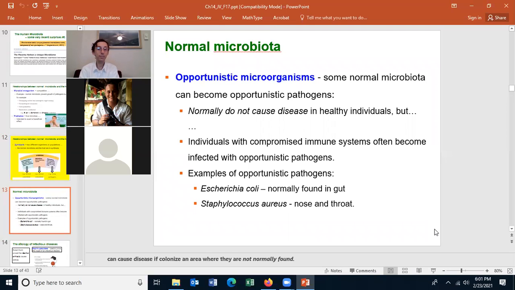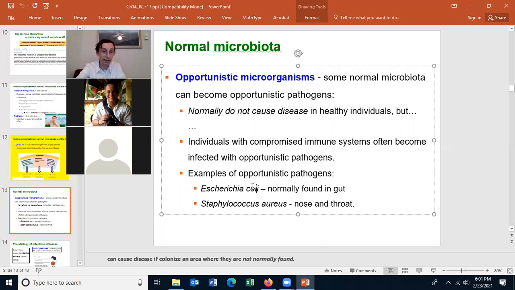And I gave an example with Staphylococcus epidermidis. I have this example with E. coli here. E. coli is normally found in the gut. If ever it's growing any place else on the human body, such as in the ear, such as under the skin, that would be an opportunistic pathogen caused by E. coli.